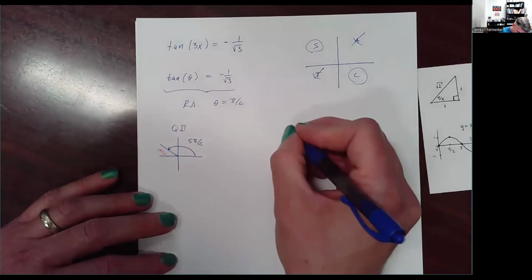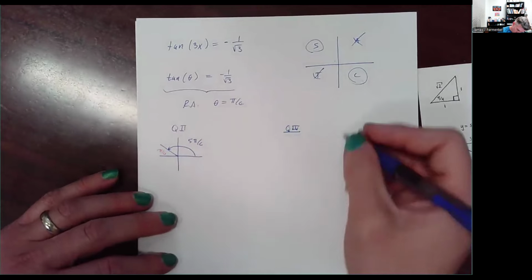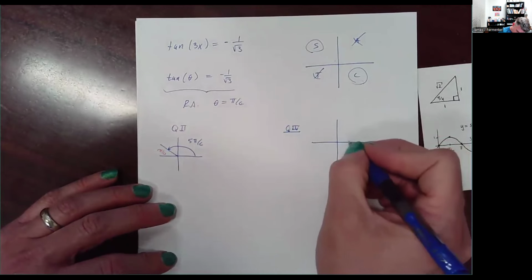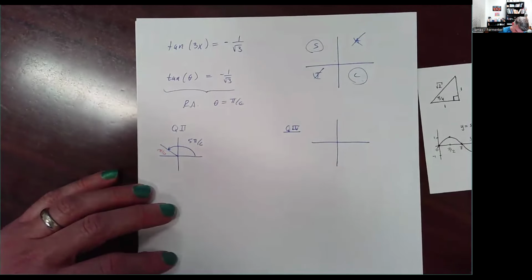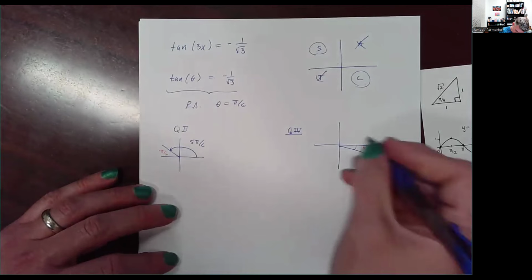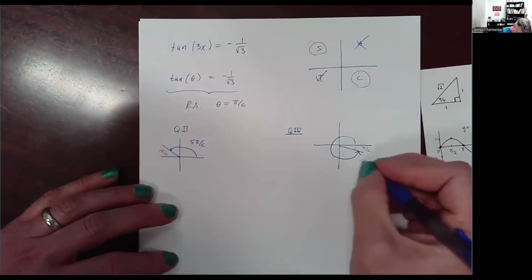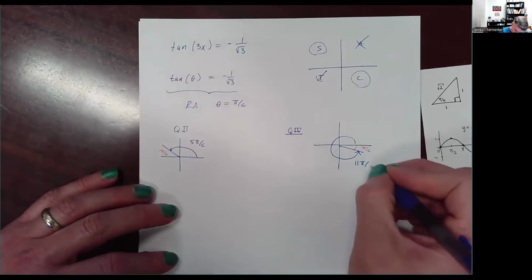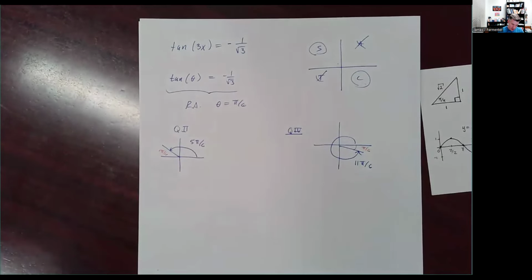And quadrant 4, it'd be 11 pi over 6. Pi over 6. And our actual angle is going to be 2 pi minus pi over 6, which is 11 pi over 6. Cool.